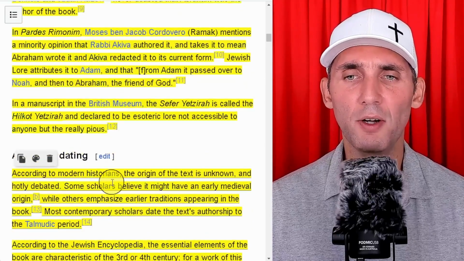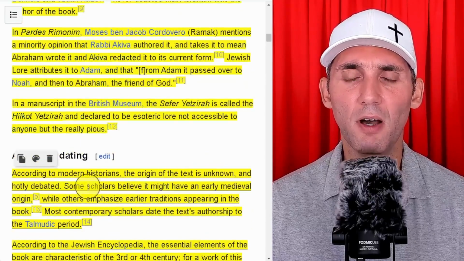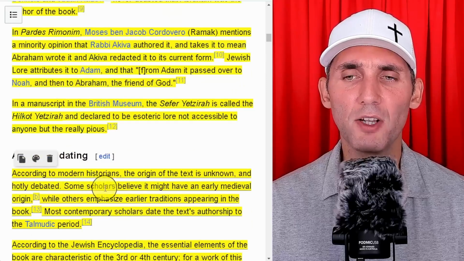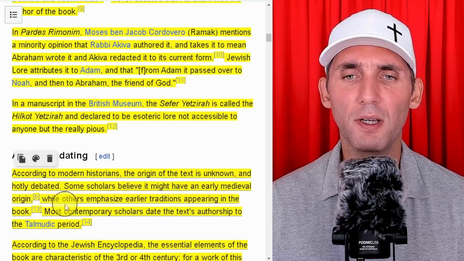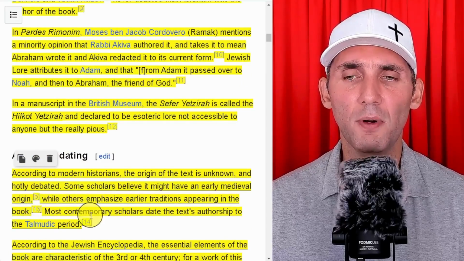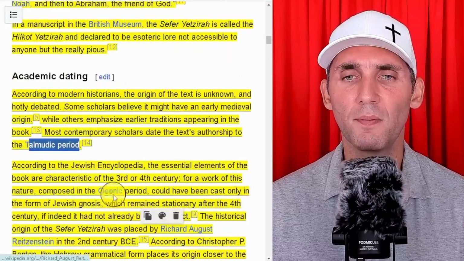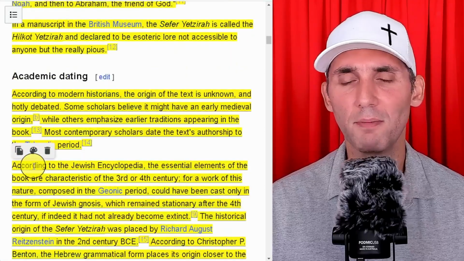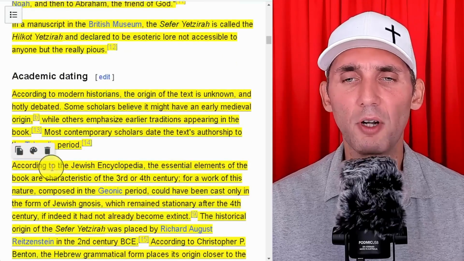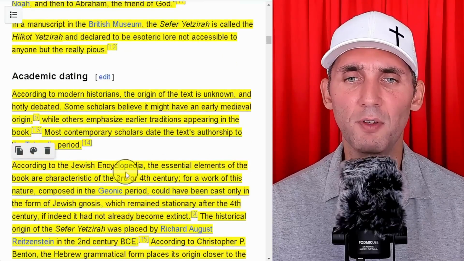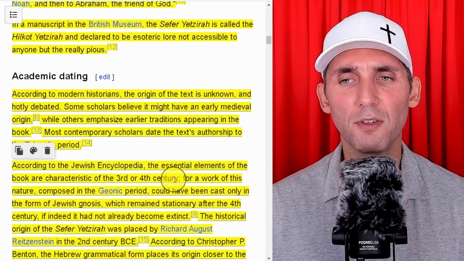Academic dating. According to modern historians, the origin of the text is unknown and hotly debated. Some scholars believe it might have an early medieval origin, while others emphasize early traditions appearing in the book. Most contemporary scholars date the text's authorship to the Talmudic period, right around the time they were developing their magical alphabet. According to the Jewish Encyclopedia, the essential elements of the book are characteristic of the 3rd or 4th century.